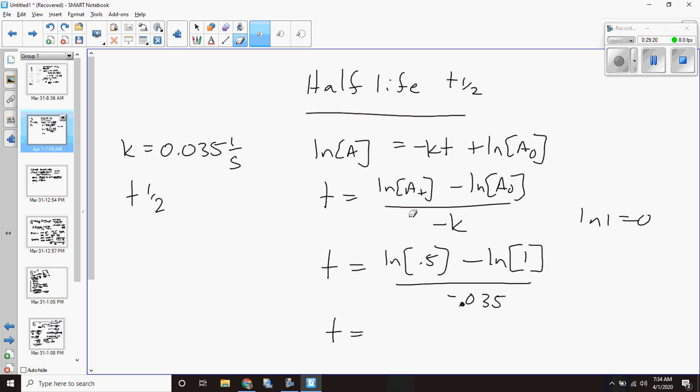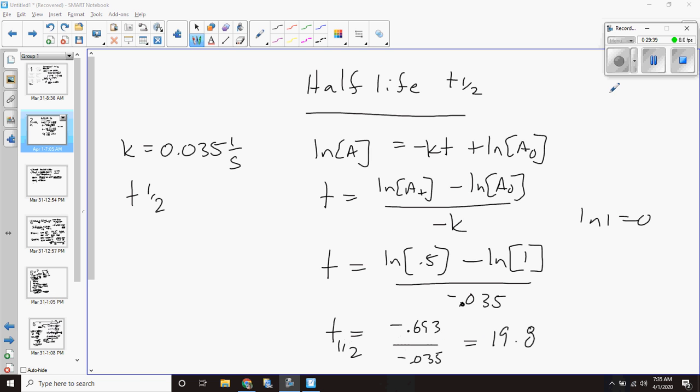Let's solve the rest of the problem, right? We go back to our marker. We have natural log of 0.5 is negative 0.693 divided by negative 0.035. And for this problem, the half-life is 19.8. Now, because I assumed a rate constant, I just pulled this out of nowhere. The rate constant was in inverse seconds. That means the half-life is going to have a unit of seconds.